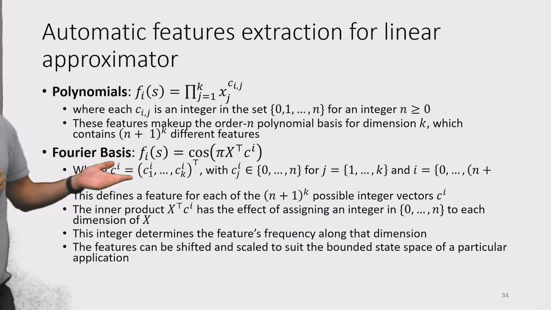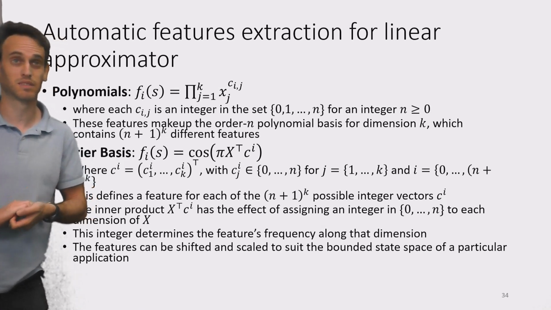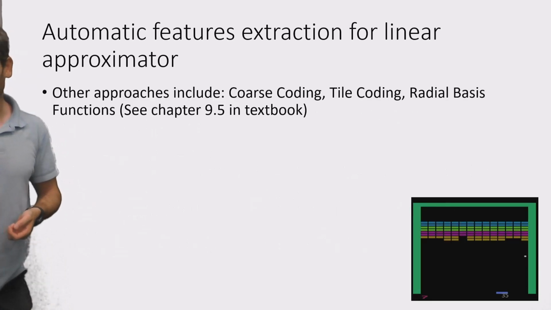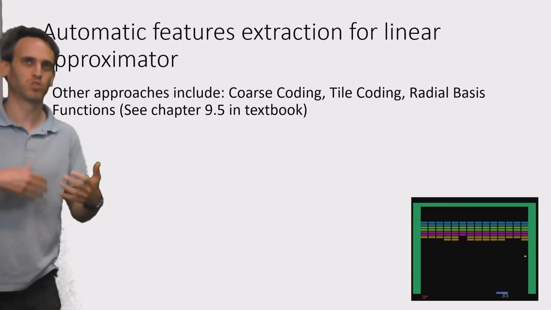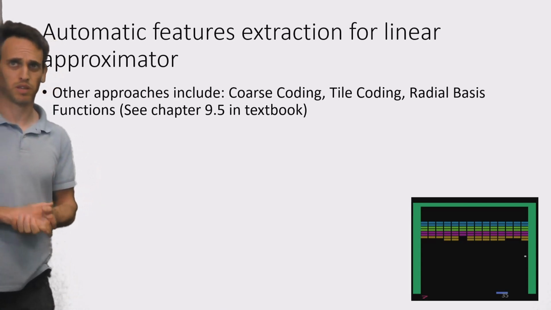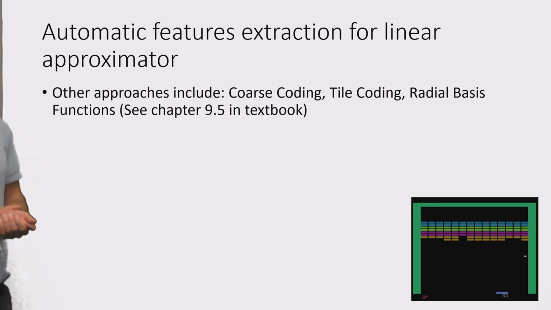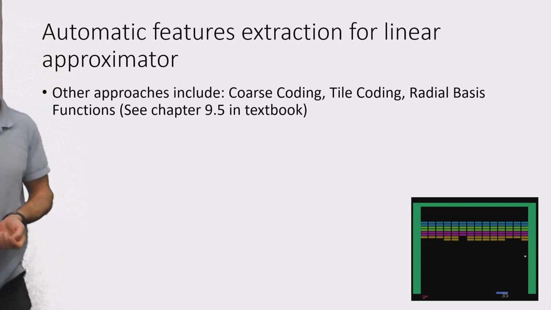I have the mathematical definitions here, but they are not super important because we'll see more recent state-of-the-art approaches for feature extraction. There are also some other approaches which I didn't define, but they also appear in the book, that people used before, such as coarse coding, tile coding, radial basis functions, and so on. They all appear in chapter 9.5 in our textbook. You are more than welcome to read about those.